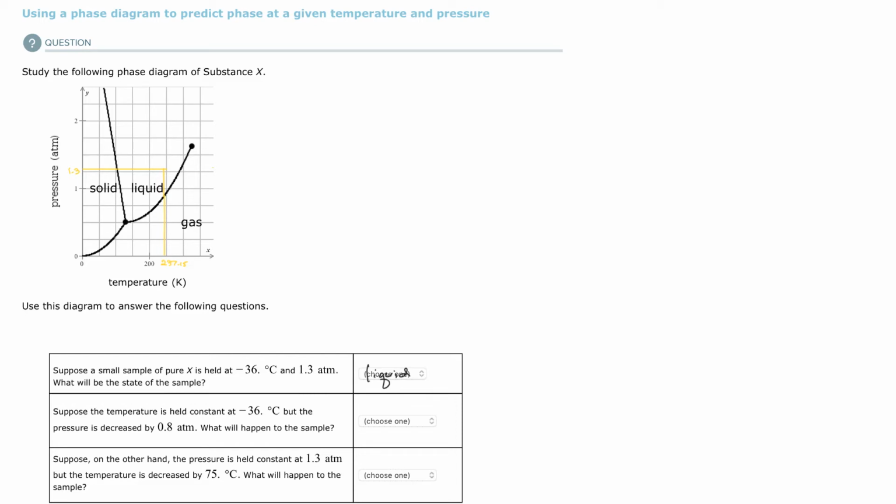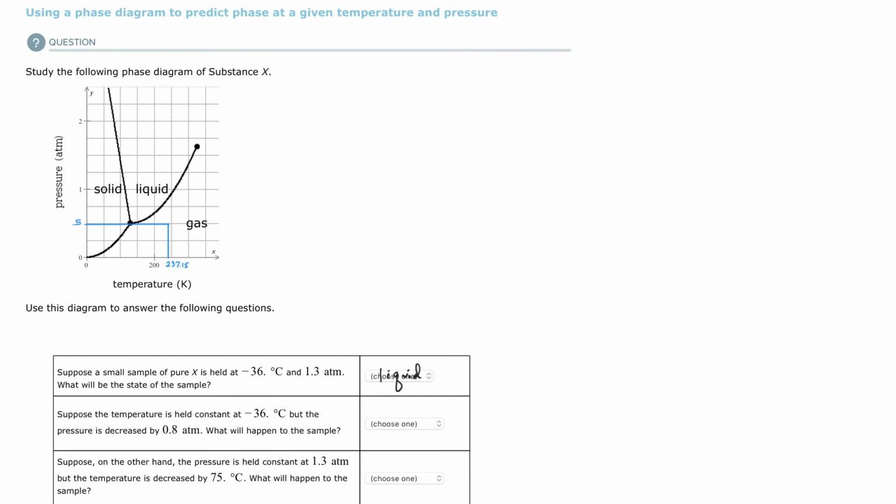Suppose the temperature were held constant at -36, but the pressure is decreased by 0.8. What will happen to the sample? Well, I reduced it from 1.3 and I reduced it 0.8 atmospheres, so that left it at 0.5 atmospheres. So I left the temperature exactly where it was at 237.15, but I moved it down to 0.5 atmospheres.